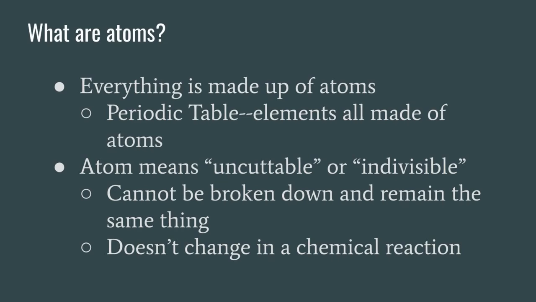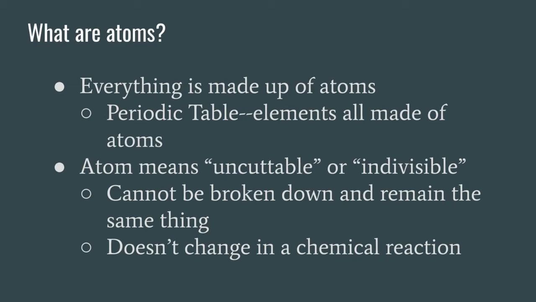Now, what is an atom? An atom is something that makes up everything. If it exists, then it is made of atoms. The periodic table of elements lists all of the different varieties of atom, if you will. Atom means uncuttable or indivisible, and it cannot be broken down and be the same thing. So if you take one atom and you split it, it is no longer that thing.